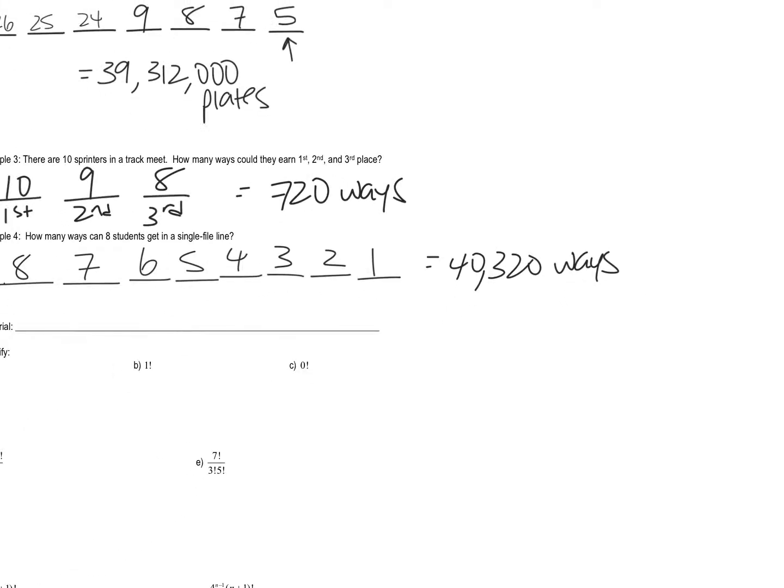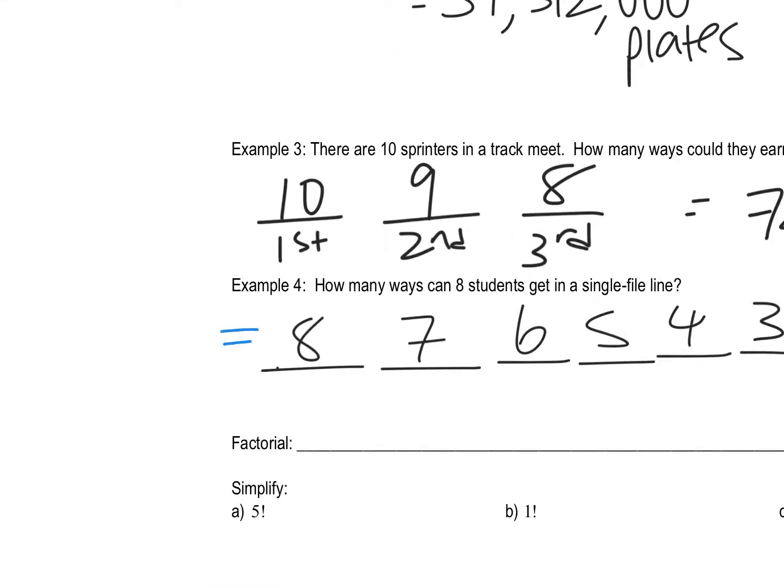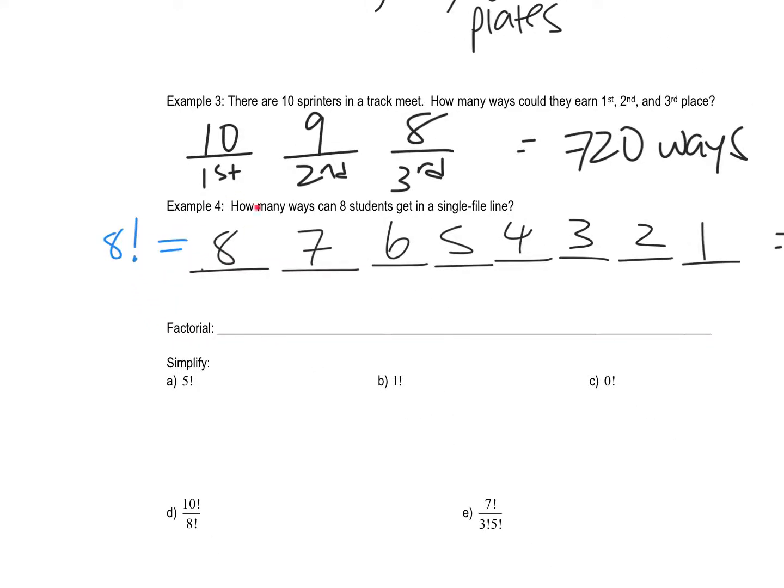And one thing that maybe you should think about is, maybe you've seen this before, maybe not, but this is the same thing as this thing called 8 factorial. If you've ever seen that exclamation point in math before, it's called a factorial, and what it means is you multiply the number times every single number below it until you get down to 1, and it's abbreviated 8 exclamation point, and it means factorial.